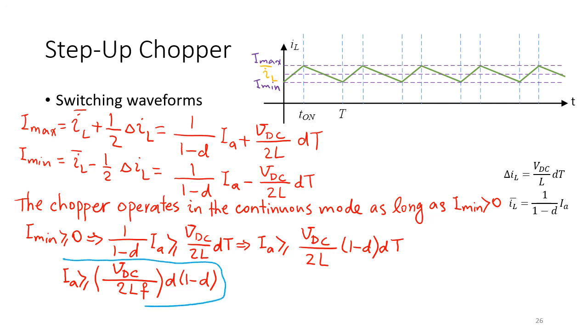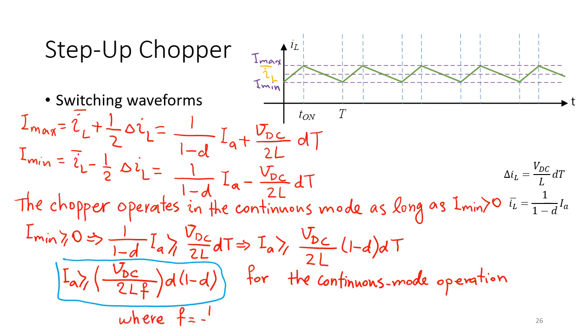Here is the inequality, the condition we need to satisfy for continuous mode operation, where f is equal to 1 over T, the switching frequency. Any question here?